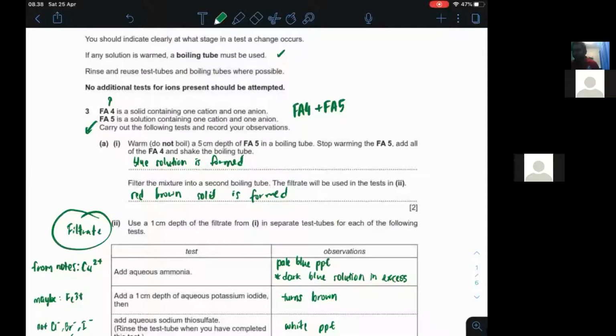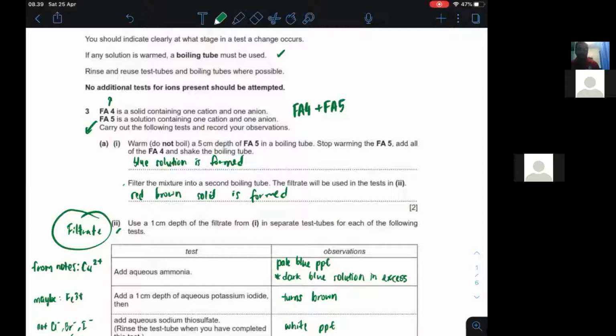And then what do you see when you do the experiment? Since there are two steps over here, one where you warm, and after that you mix. Then they say you are going to filter the mixture into a second boiling tube, and the filtrate will be used in test 2, which is this one. So basically, we are going to warm, and after that, we are going to mix. So what do you see? We see 2 things.